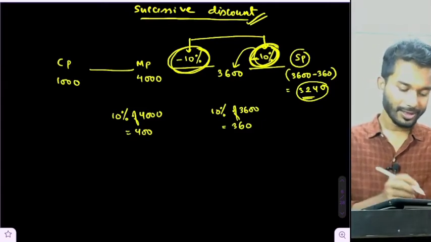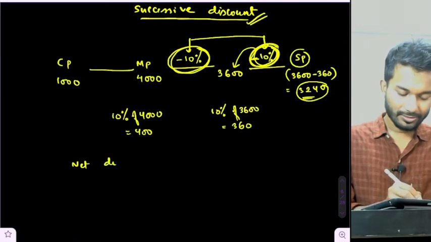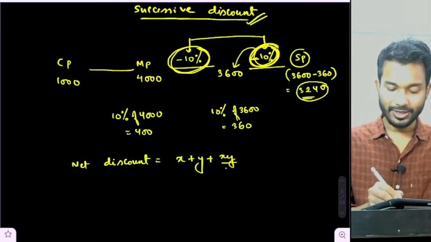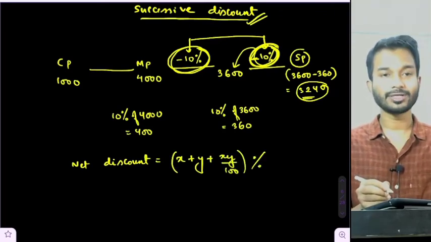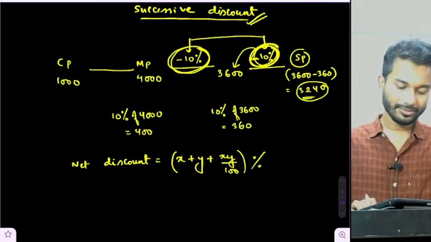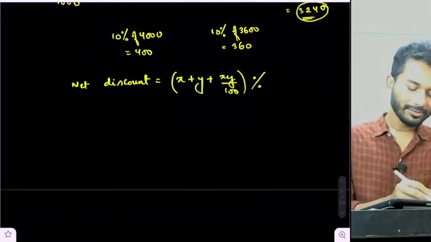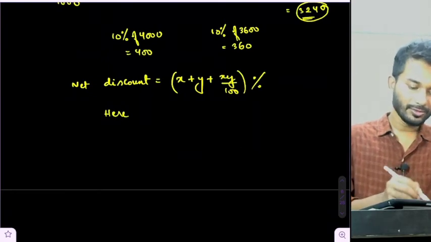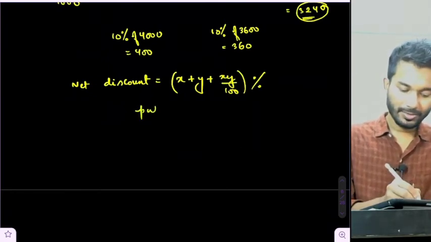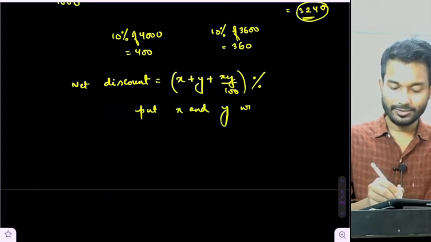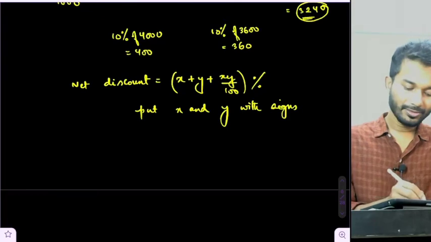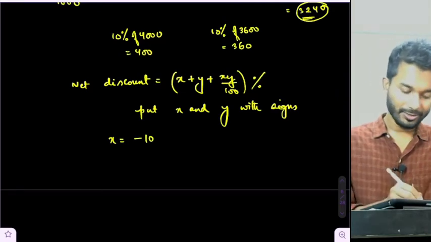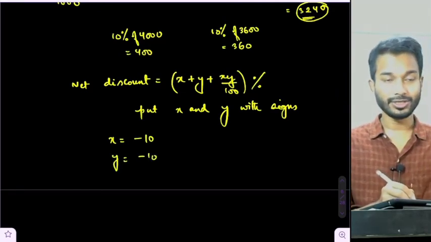You see, here the net discount formula is x plus y plus xy by 100. Whatever answer comes, you just put a percentage. Let me explain. In the earlier problem, you have to put x and y with signs. Here x equals 10% discount, so I am writing minus 10. The percentage will be put at the end. y is also minus 10 because it is a discount.